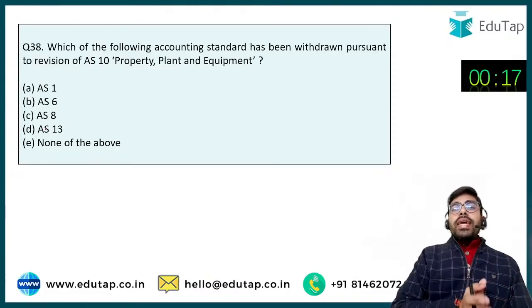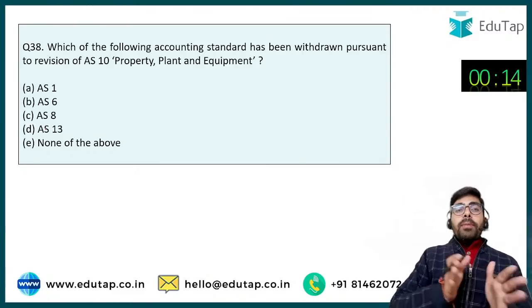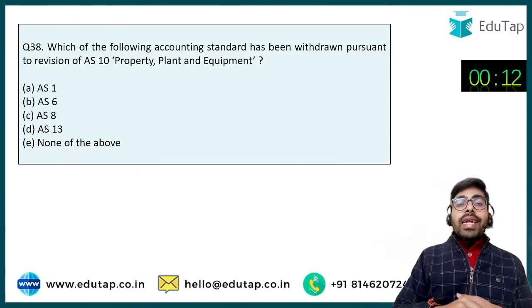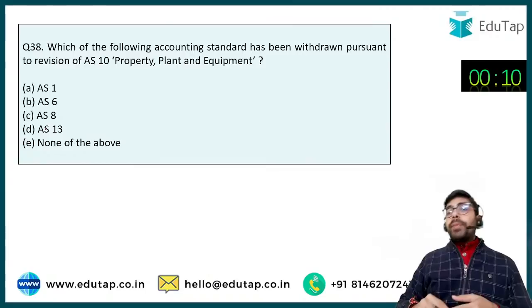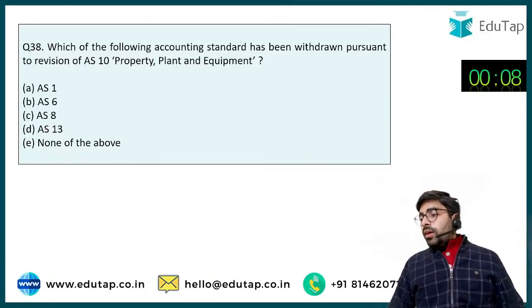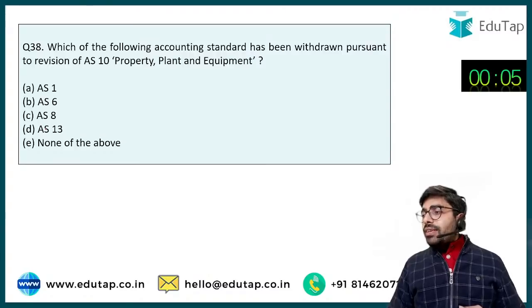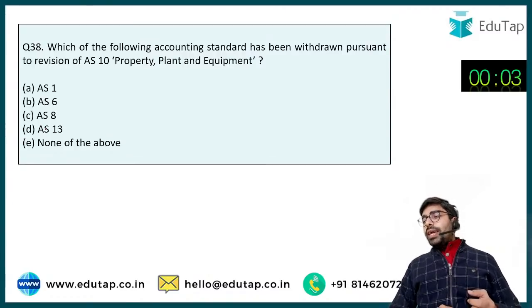Which of the following accounting standard has been withdrawn pursuant to revision of accounting standard 10, property, plant and equipment? Yes, Utkarsh, we are going to talk about AS9 revenue recognition as well. Don't worry about it.